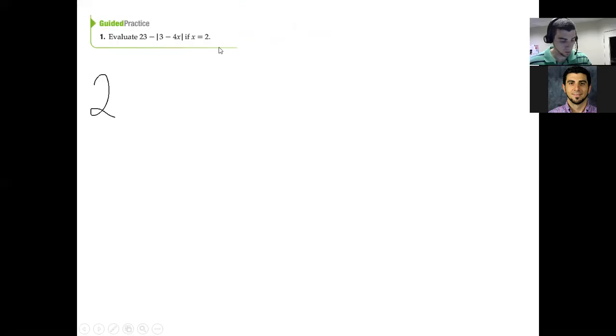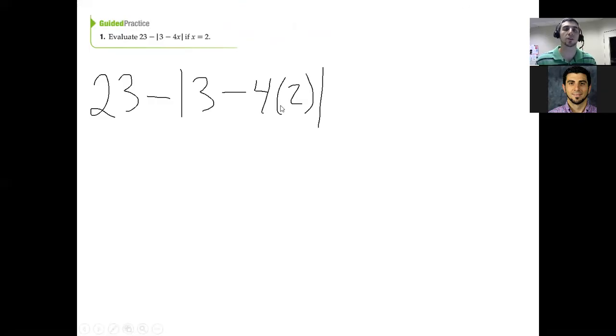So first thing you want to do is substitute the 2 in. And remember, you have to supply the parentheses around the 2. If you don't, and you just put the 2 in, it's going to look like 3 minus 42. Okay? Order of operations, go in the grouping symbols first. You have multiplication and subtraction, so you do the multiplication first.